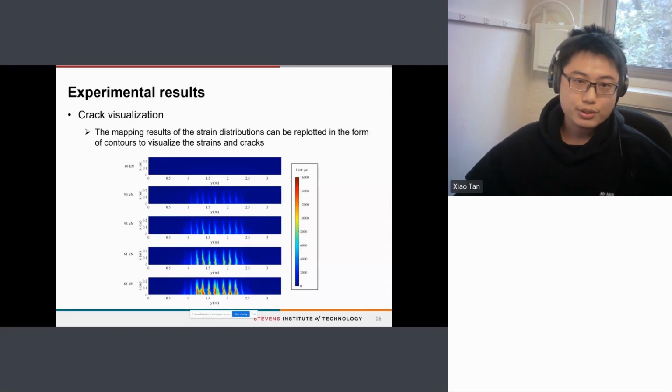The results of strain distribution can be replotted in the form of a contour to visualize strains and cracks. The area of concrete subjected to high strain is shown in red, which indicates that this area has severe cracks.